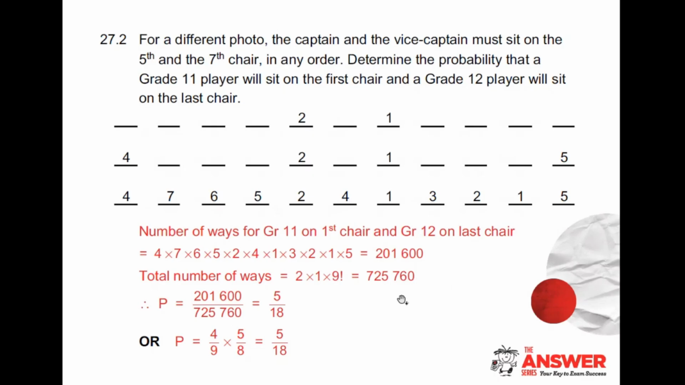The simpler way, maybe. What's the chance of the grade 11 sitting on the first chair? There were 4 grade 11s. How many players, well, there are 11 in the team, but the captain and the vice captain have to be on those 2 chairs, the 5th and the 7th. So how many players could be sitting on that last chair? 9, because it's not the captain or the vice captain. Grade 12 on the end, so there are 5 grade 12s. How many players are left? 8, because I've got 1 sitting on the first chair, and I can't have captain or vice captain. Same answer.